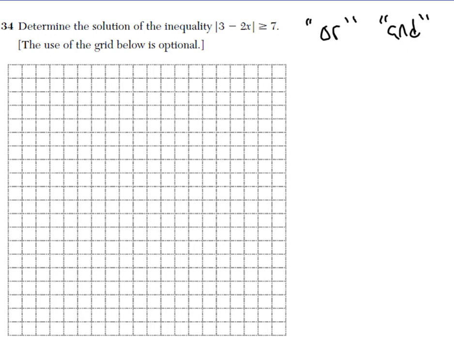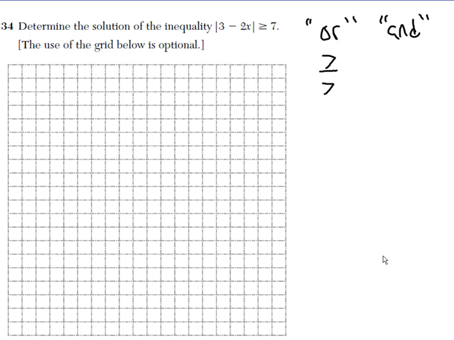Well, if the absolute value part of the equation is greater than or greater than and equal to, it's going to be an or. Okay? So if it's greater than or equal to, or if it's greater than, it's going to be an or, and that's the case here. So we know that we're going to deal with an or.